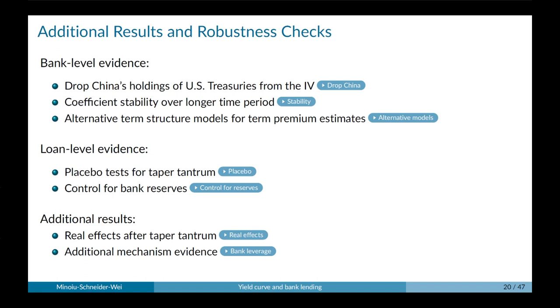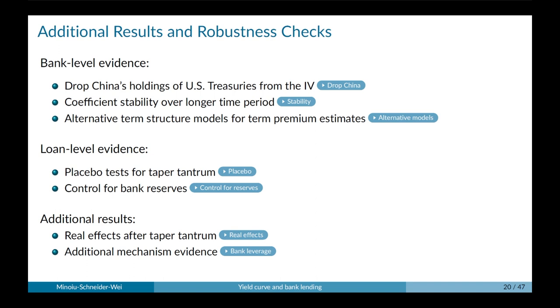We have placebo tests for the taper tantrum, but perhaps more importantly, the taper tantrum came on the back of several waves of quantitative easing by the Fed, which had increased the level of bank reserves. And we may all have different opinions about how bank reserves affect the supply of loans. The empirical literature is somewhat undecided on that. But controlling for that huge accumulation of bank reserves before the taper tantrum does not seem to affect the results either.